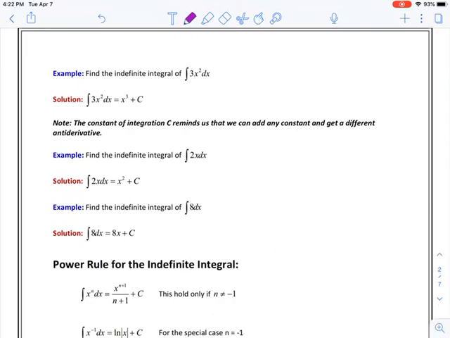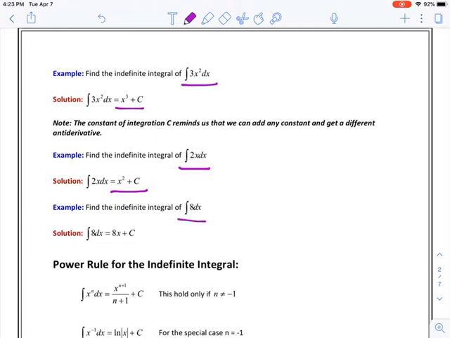So here's some problems we've actually already done, but now we're using the proper notation. This is saying find the antiderivative, or the indefinite integral, of 3x squared dx. And so we already know what we're looking for is the function whose derivative would be 3x squared, which is going to be x cubed, and don't forget to add the plus c. Same thing, the indefinite integral, or the antiderivative, of 2x would be x squared plus the c.